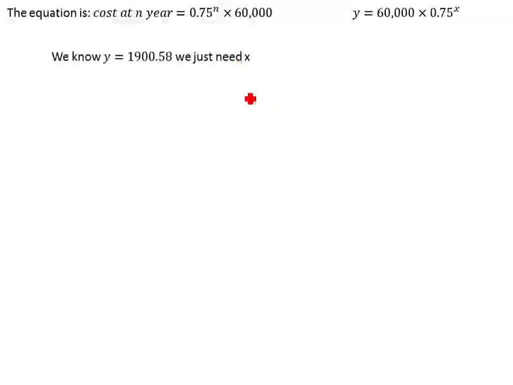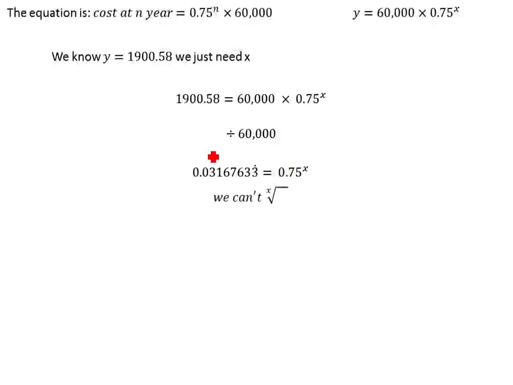We just need to find x, so let's plug in 19.58, and now it's algebra, so divide by 60,000, and we get a weird number. It's a recurring number, meaning an infinite amount of threes, and we're left with this.